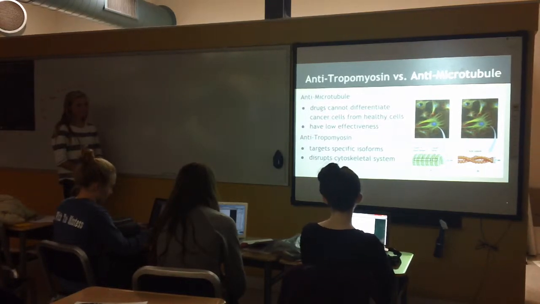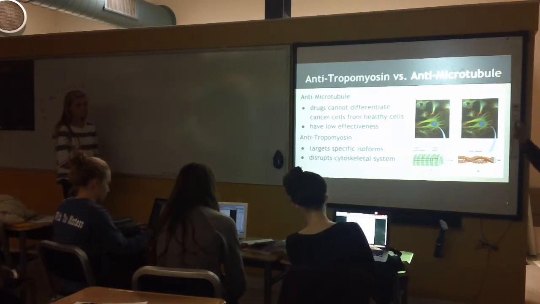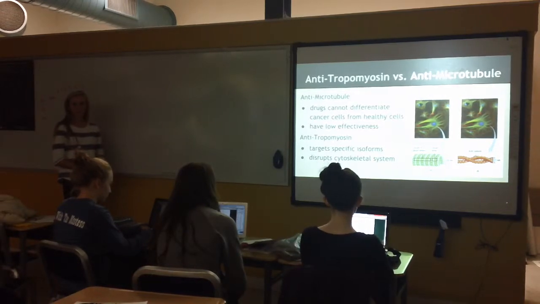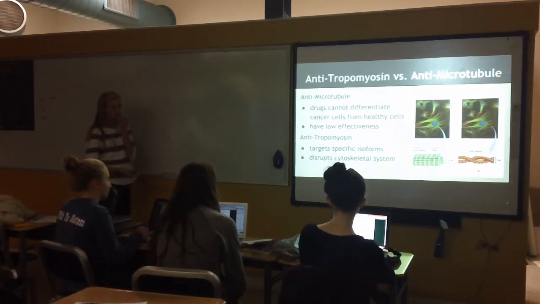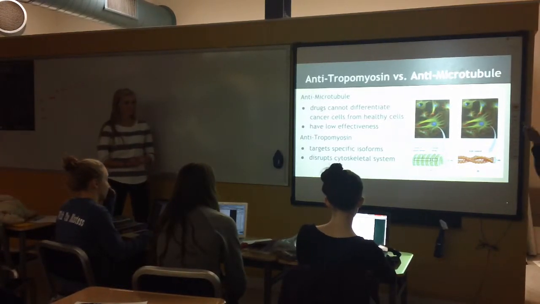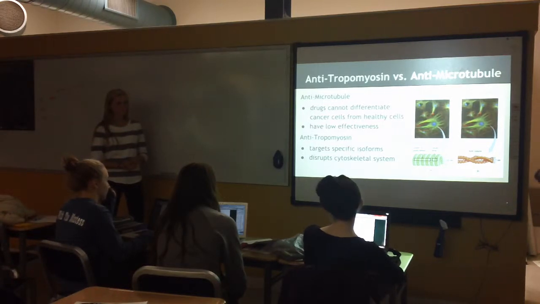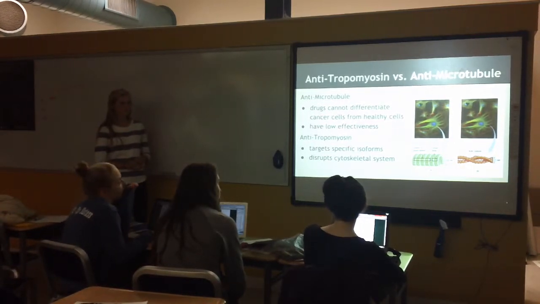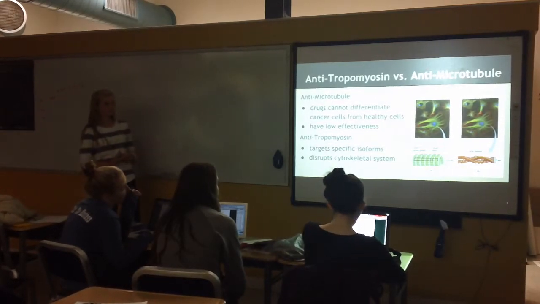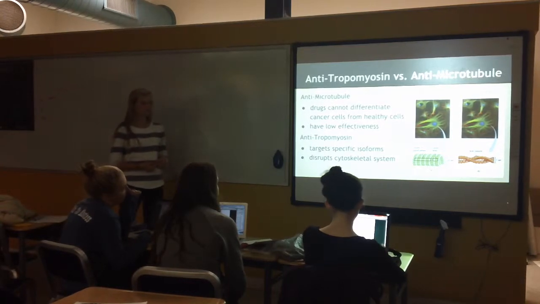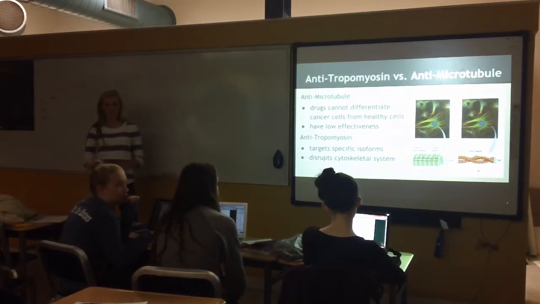However, because there are different isoforms of tropomyosin, and certain tumors that TR100 has been tested on had certain isoforms found in higher levels in cancer, we could target those. We could target TM5NM1, a form of tropomyosin found largely in tumors, to successfully break down the structure of the cancer cells.